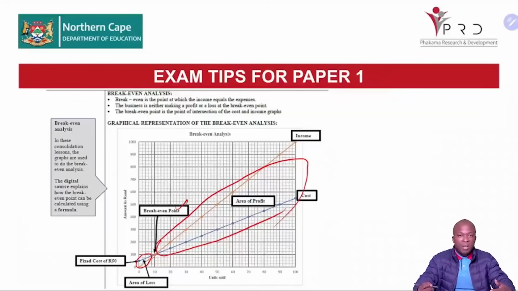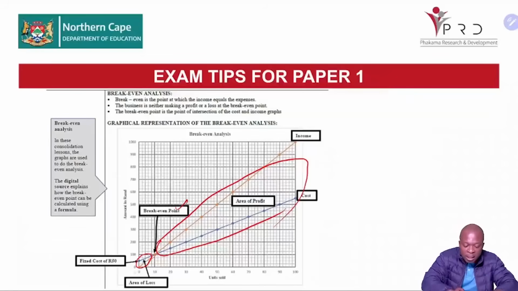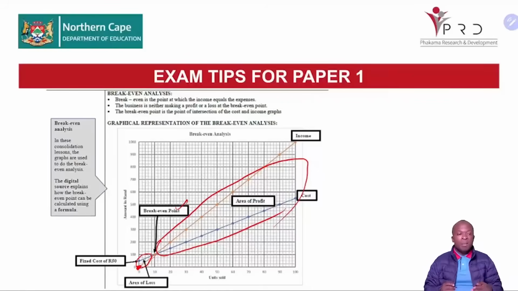If they give you the graph and they did not tell you which graph is the income and which one is the expense, here is the clue. Always look for the graph that starts from the 0 corner. That line is the income. It is always the income. Why? Because we know for us to get income, we must have sold something. So if it is 0, it means we never got any money because we didn't sell anything. So that graph is the income graph, the one that starts from the corner.